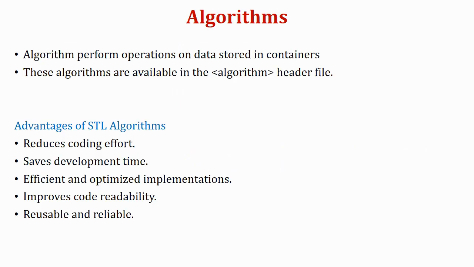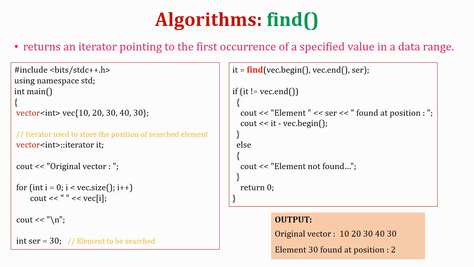So first we'll start with algorithm. The algorithm performs operations on data which is stored in the container. This is available in the header file algorithm. So what are the advantages of STL algorithm? It reduces coding effort, saves development time, and gives efficient and optimized implementations. It will improve code readability, and is reusable and reliable.